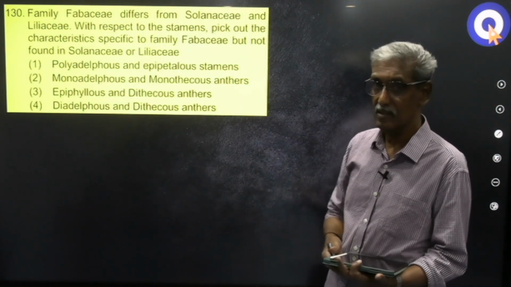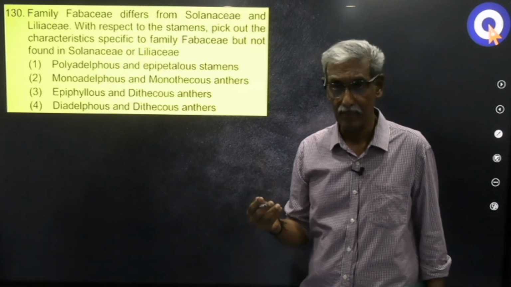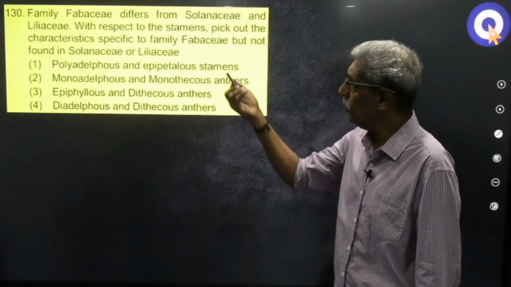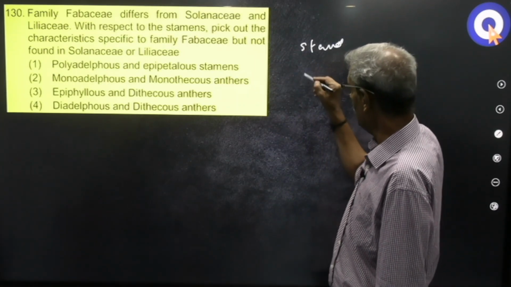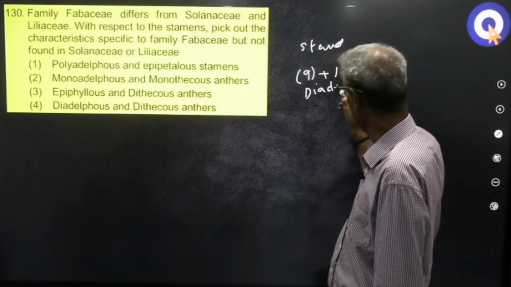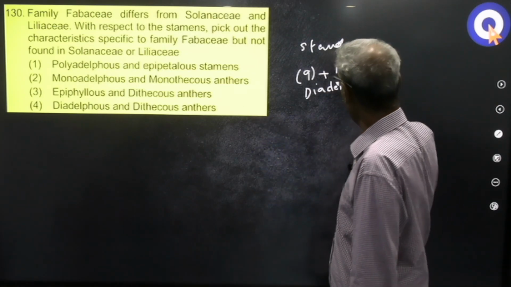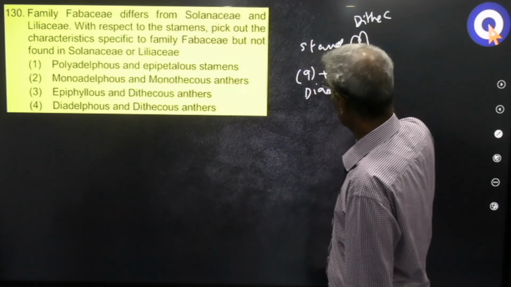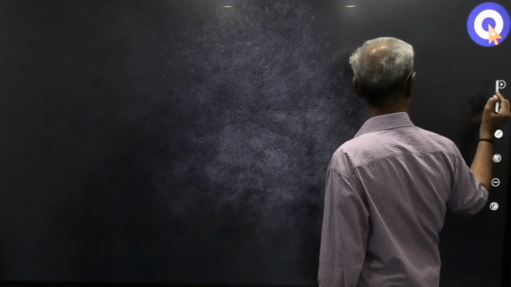And when you take taxonomy, this comes primarily from the chapter on morphology. Remember, family Fabaceae differs from Solanaceae and Liliaceae. Name one very important diagnostic feature. How do you distinguish between Fabaceae, Solanaceae, and Liliaceae? Now look here, we are talking in terms of stamens, the androecium. In Fabaceae you have 9 united plus 1 free, so this is called the diadelphous condition. Stamens are 9 united and 1 free, so they are in 2 bundles. And the anthers are dithecous. This is monothecous, this is dithecous. So the option is 4. Diadelphous stamens and dithecous anthers are a characteristic feature of Fabaceae.